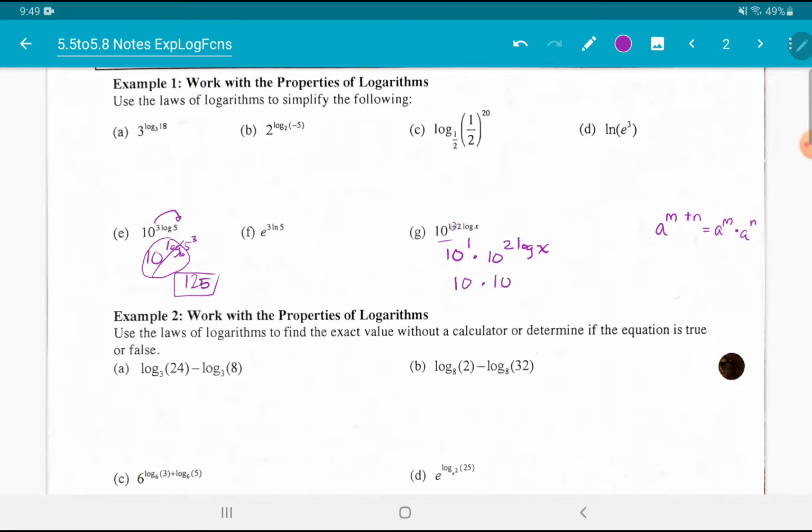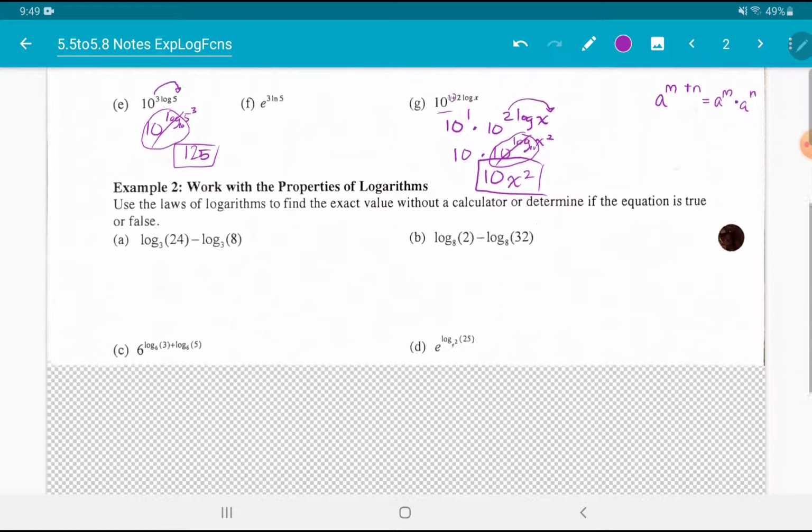But what I do have now is that the 2 can be brought up as an exponent, so I have log of x squared technically, and because we have a base 10 again, 10 to the log 10 cancel each other out, they're inverses of each other, and what we're left with then is 10x squared.